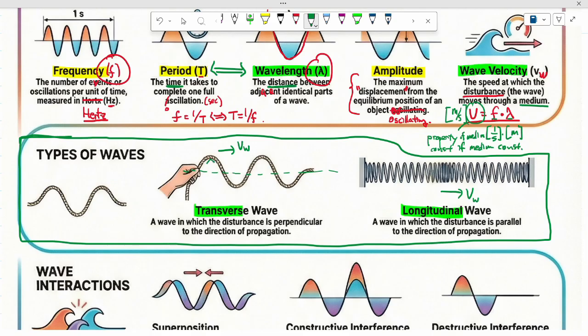In this wave on a string, the disturbance is in these directions that are perpendicular to the propagation direction. That's what makes it transverse. It's a wave in which the disturbance is perpendicular to the direction of propagation.